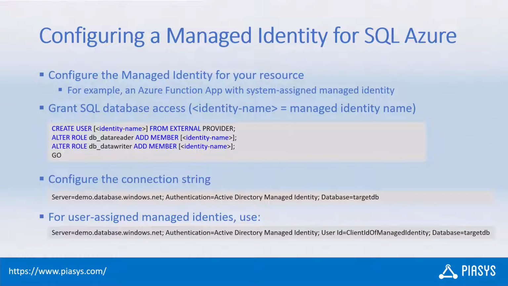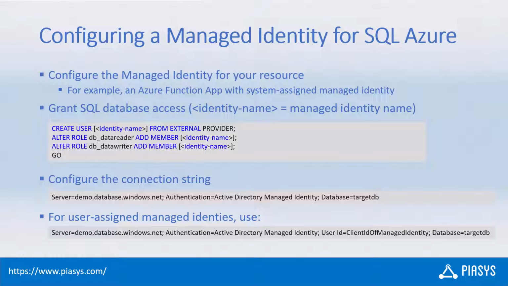Just to give you an idea, whenever you want to access a SQL Azure database with a managed identity, no matter if it is system assigned or user assigned, you have to create an actual login for that managed identity in the target SQL Server database. And you have to specify specific roles for that login in the target database. Then when you access the target database, you have to provide a specific connection string in order to declare that you want to rely on the managed identities.